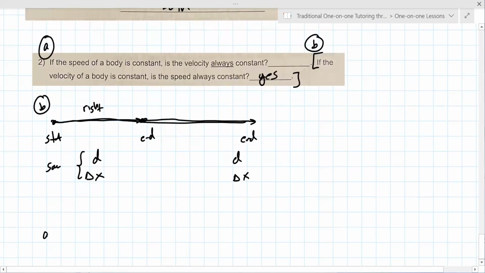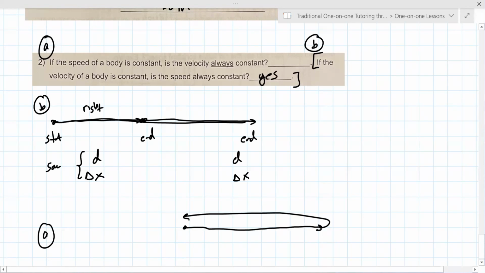So part A is different though. Part A is somehow you start and then you loop back around, but you're always going the same speed. So think of a track. Part B is really the track. I'm sorry, part A is the track. If you're on a track, you can keep going the same speed over and over and over again, right?